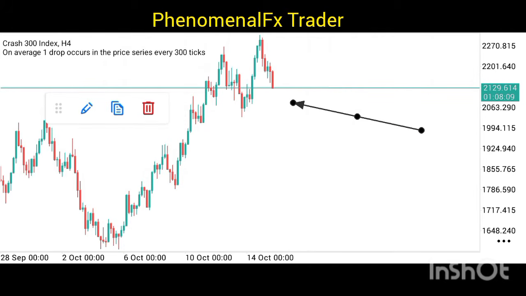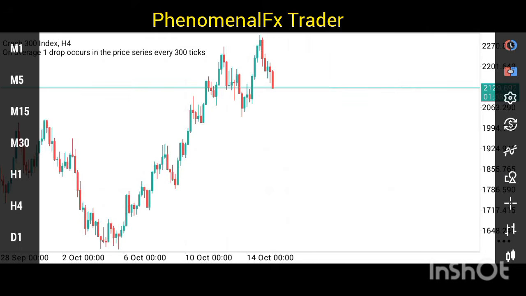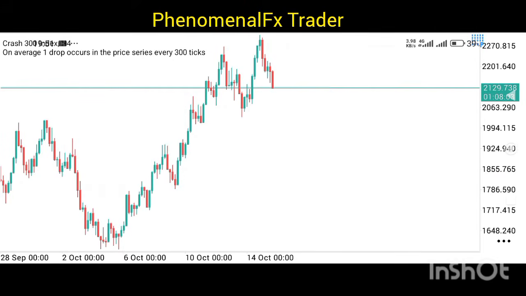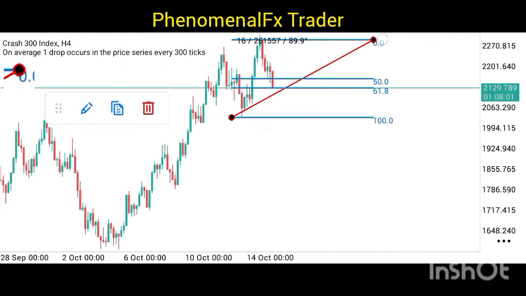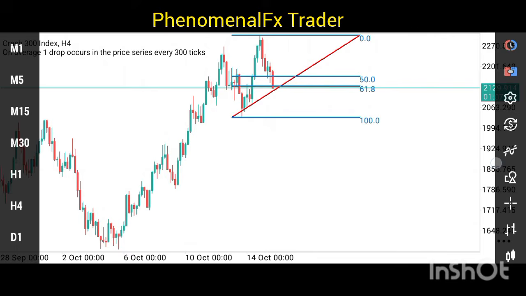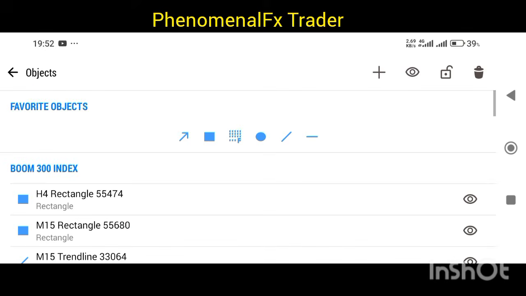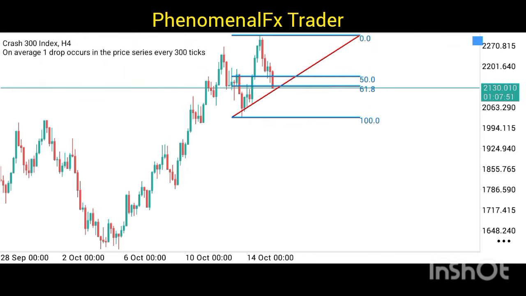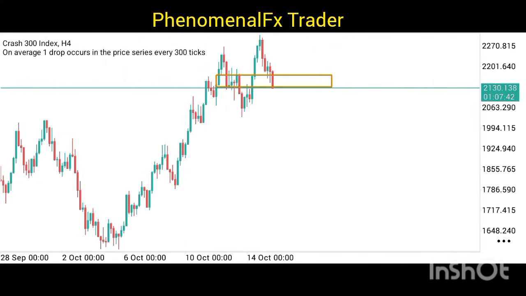Okay, so let's get the Fibonacci retracement tool first. Let's get the fib tool first. So with the fib tool, we place it somewhere here and we drag it to the top, to the new high the market just created. And you can see that the market is just around where we have the golden zone, which is the 50% of the Fibonacci retracement tool and 61.8% of the Fibonacci retracement tool. Okay, so I remove this fib tool at this point.